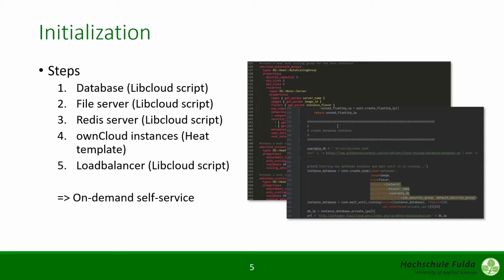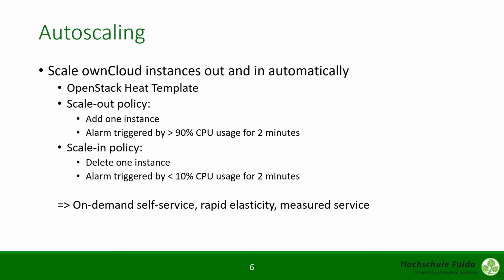Using the Python scripts, we can essentially leverage on-demand self-service to deploy our infrastructure as code whenever we need it to. The autoscaling of the OwnCloud instances uses an OpenStack Heat template to be defined. It contains a scale-out policy which will add one instance to the pool whenever an alarm is triggered by lasting high CPU utilization of one of the existing instances.